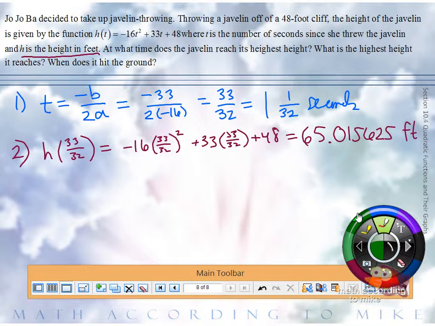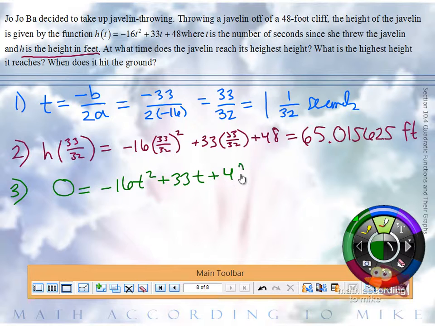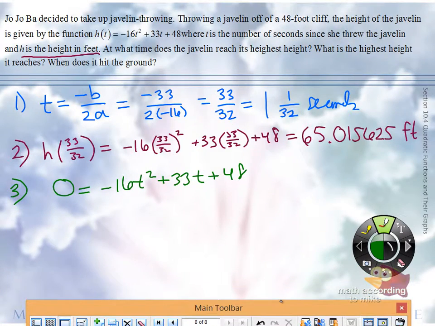Third question, when does it hit the ground? When something hits the ground, what is its height off the ground? 0. So instead of h of t, we're going to have 0. And by asking the word when, what letter are we solving for? t. Oh, I'm sorry. Did I say we solving for? I meant to say you solving for. If you would, solve for t. Let's see how you're doing.